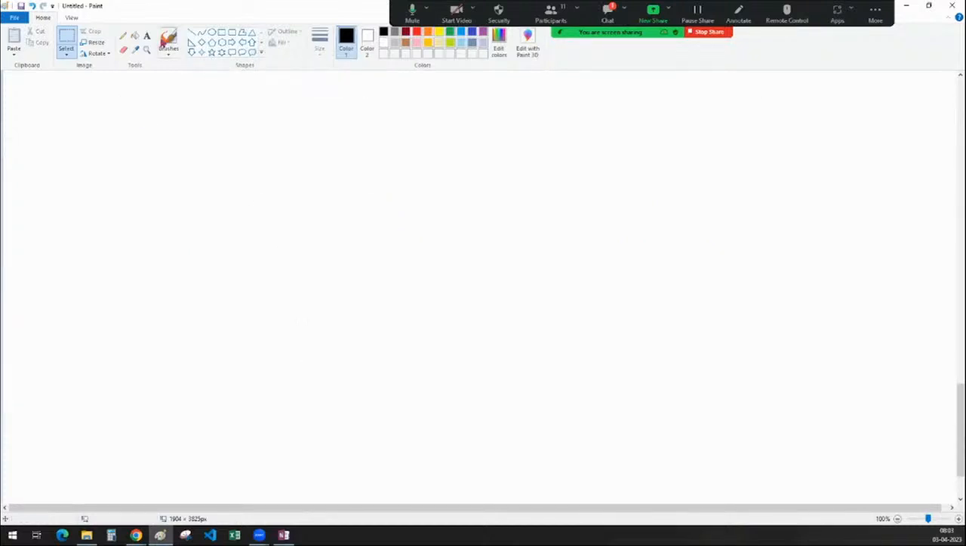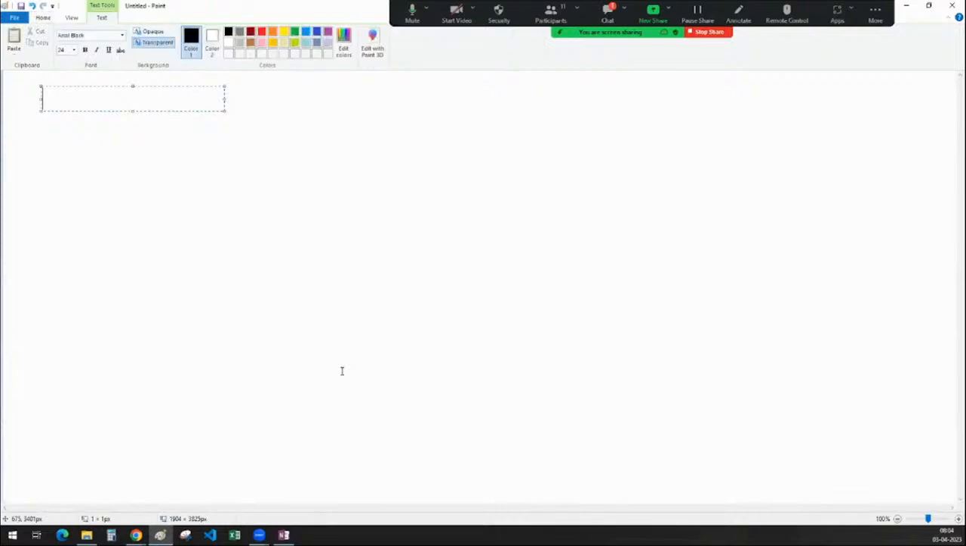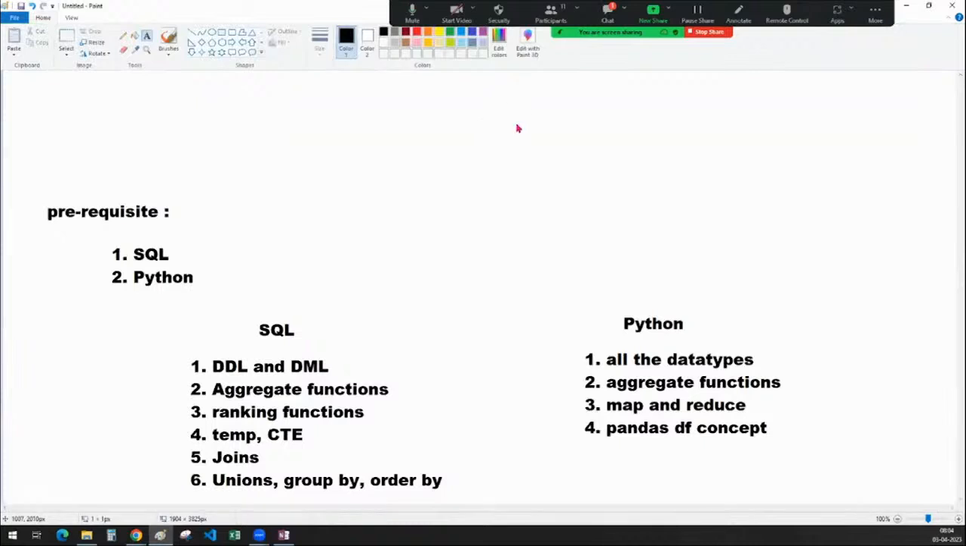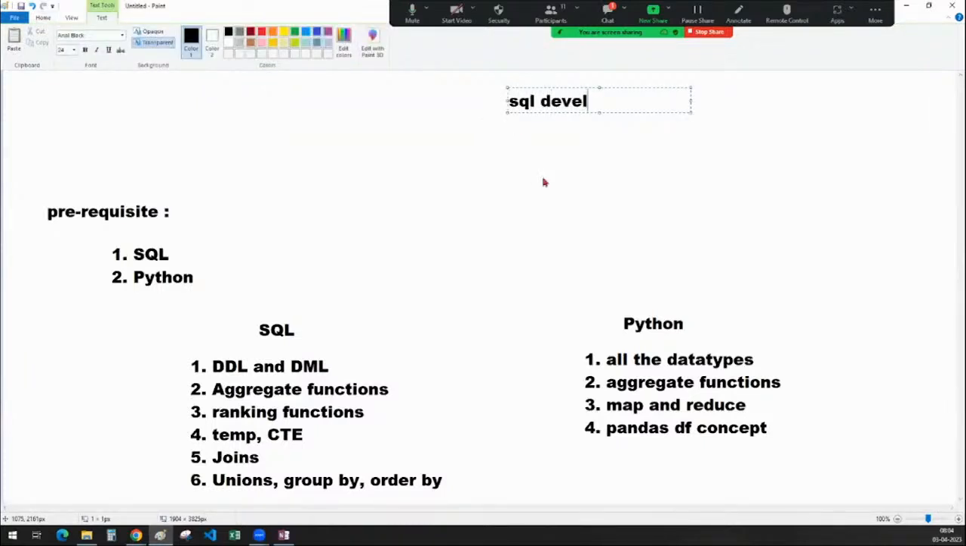What kind of development knowledge am I expecting from this course, if you ask me? You can expect SQL development knowledge, and one more is PySpark development. These are the two things that we are focusing on. Sometimes we are also using Python, so Python also you can do.